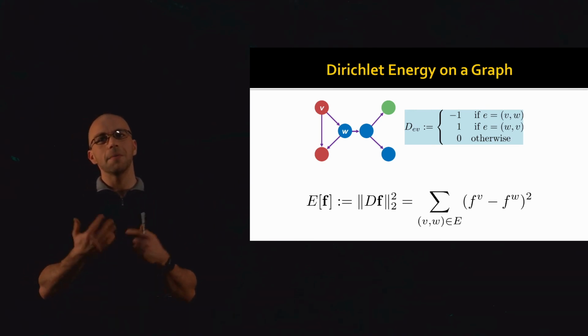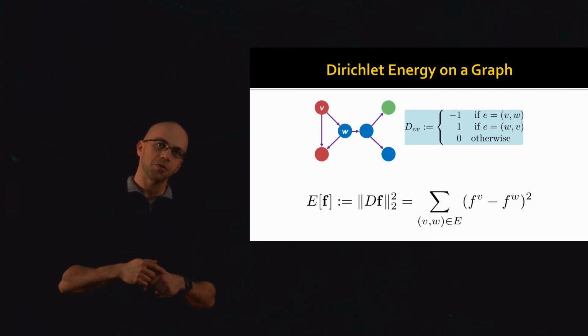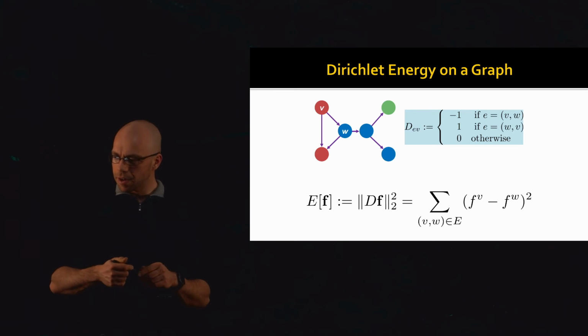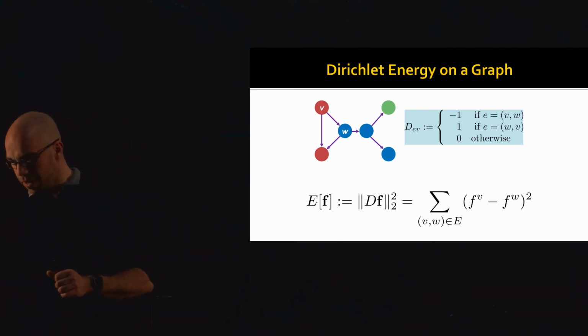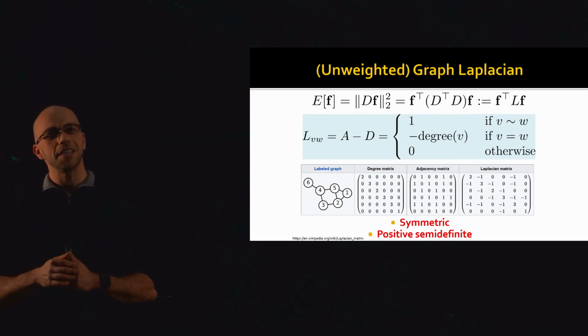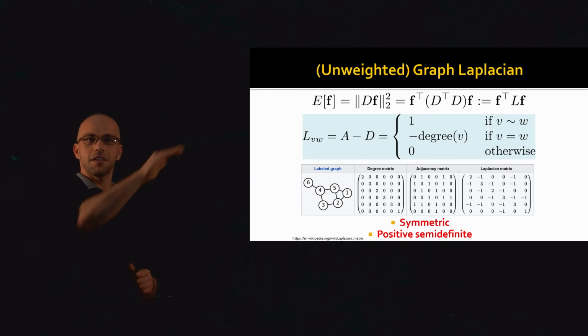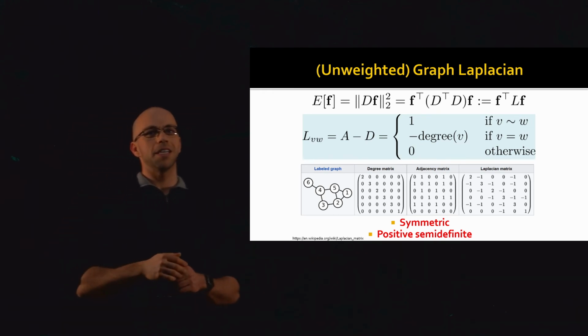Okay, so in analogy to our discussion of the relationship between Dirichlet energy and the Laplace operator, here's how we can get a Laplacian operator on a graph. It's quite simple. It's just D transpose times D. And how do I get that? Well, I'm going to start with the Dirichlet energy. If we look at the top of the slide here, that's equal to the norm of Df squared by definition.